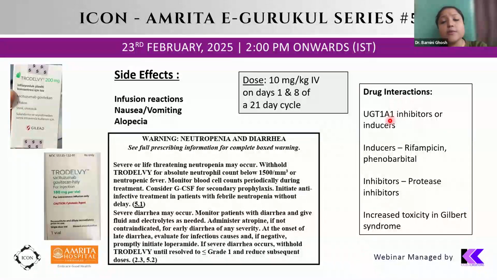Now, drug interactions. We see that this drug is metabolized by the UGT1A1 enzyme in the liver. Hence, the inducers and inhibitors of this enzyme alter the plasma levels of these drugs. And also there is increased toxicity in Gilbert syndrome, where there is decreased activity of the UGT1A1 enzyme.